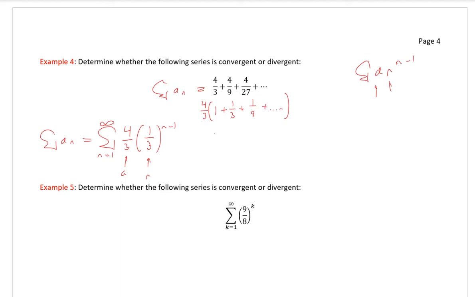I have that constant value of 4/3, and the rest of this is what happens when you take 1/3 to the n minus 1. And again, you can test that. 1 into n minus 1 will make that 0. 1/3 to the 0 is 1. 1/3 to the 1 power is 1/3. 1/3 to the second power is 1/9, etc., etc., etc.